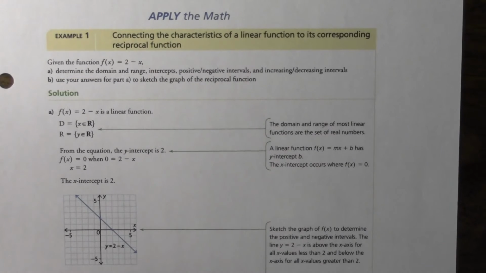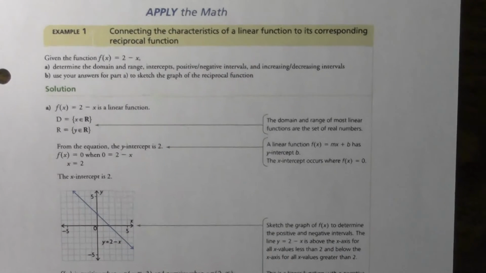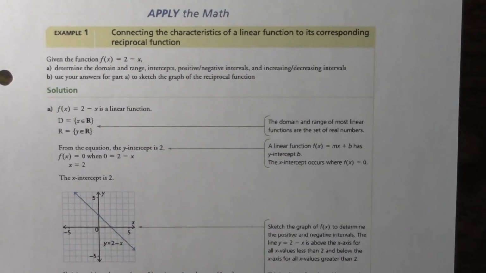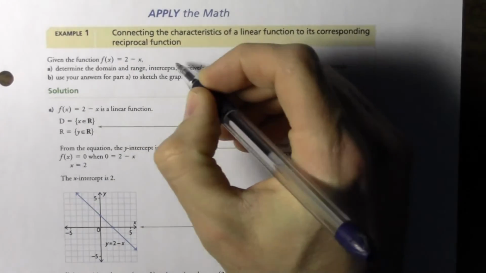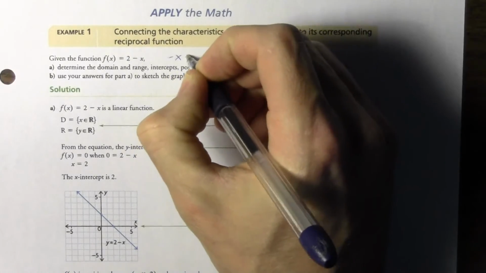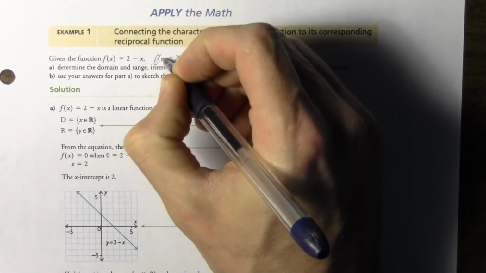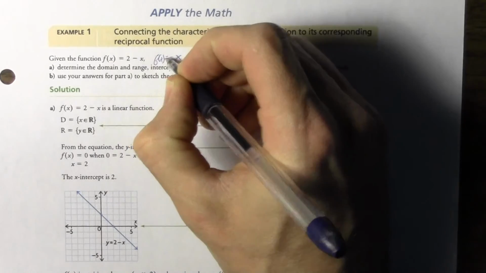Okay, example 1. Connecting the characteristics of a linear function to its corresponding reciprocal function. That's what we've been talking about the whole time. Given the function 2 minus x, so they've tried to fool you guys here and just write this out of order. We know this as negative x plus 2.